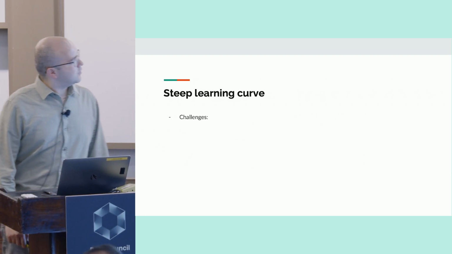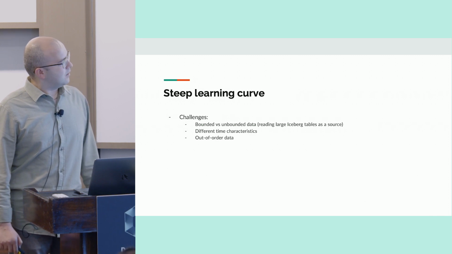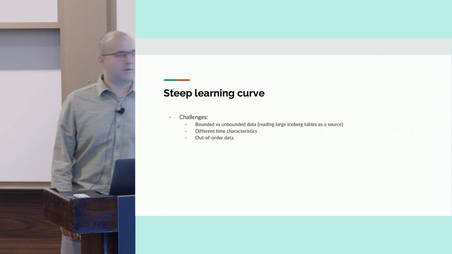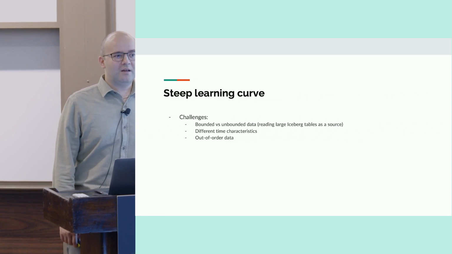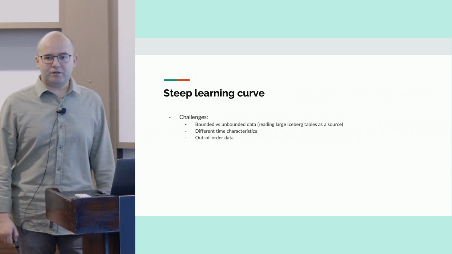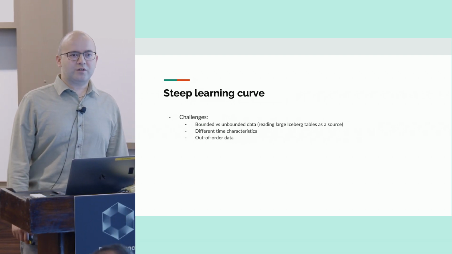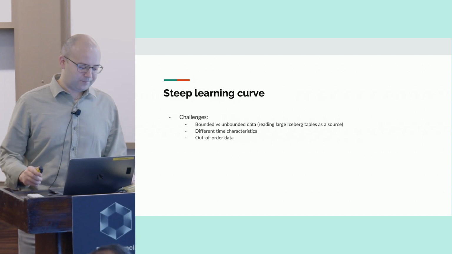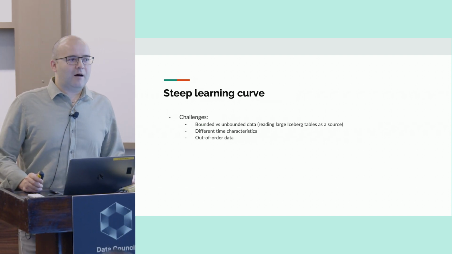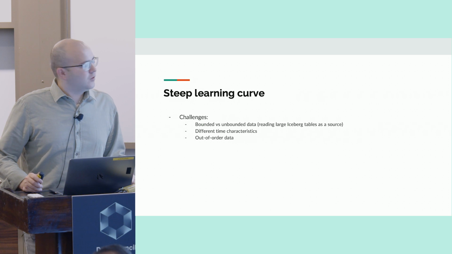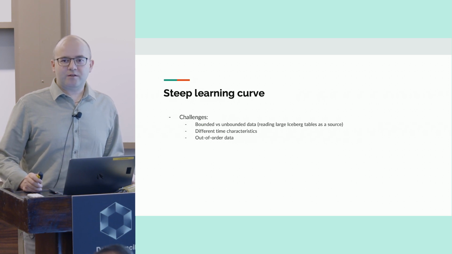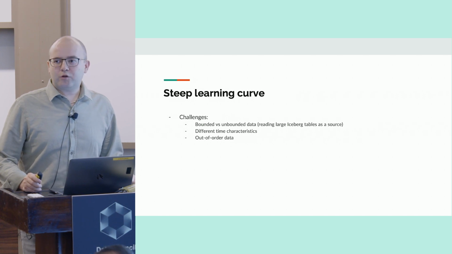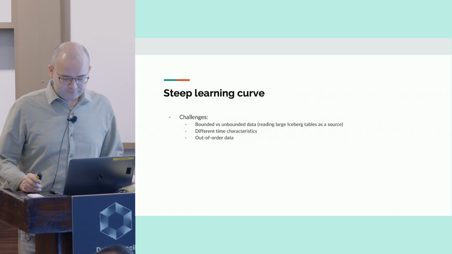The first steep learning curve is about bounded versus unbounded data. Batch data processing for big data has been there for a while, but streaming is relatively new, so it takes some time for users to make a mind shift. How do you apply processing on unbounded data? They also need to learn new time characteristics. Is it event time processing or wall clock time? Or how do you handle out-of-order data or late arrival data?